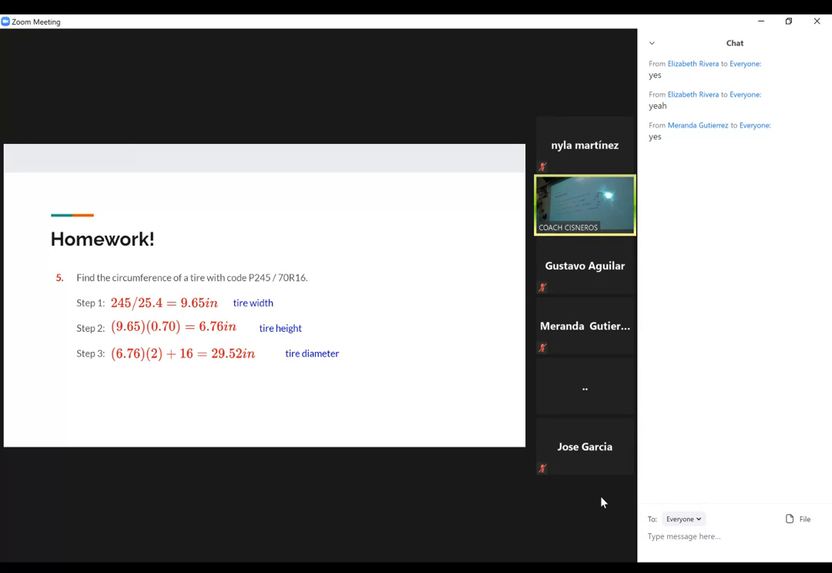Last step to find the circumference: multiply this by pi. So use the pi button. And obviously, if you use 3.14 instead of pi, your number might be off by a little bit, but only ever so slightly, by a couple hundredths or maybe 1 or 2 tenths of a point. Other than that, it should be really, really close. So if you use the pi button, you should have gotten 92.74 inches tire circumference.